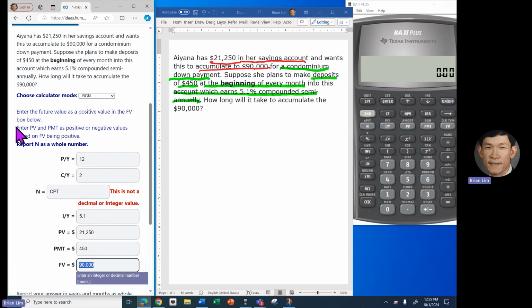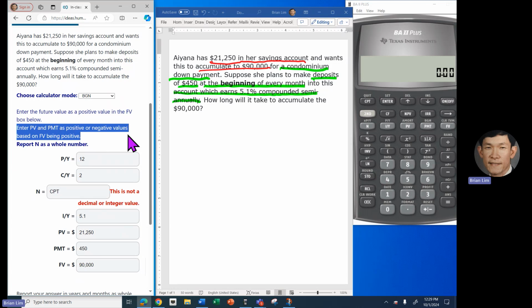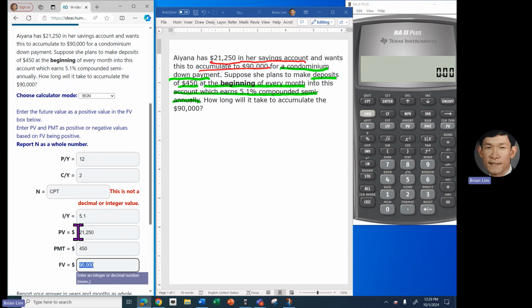Now if that is positive, it also states here, enter present value and payment as positive or negative values based on the future value being positive. Now, if the future value is positive, then the present value has to be negative. And likewise, the payment will follow suit by being negative. So that is the sign configuration that we have to adapt. Future value is positive, present value is negative, and so is the payment. Now we can use the calculator to compute N.